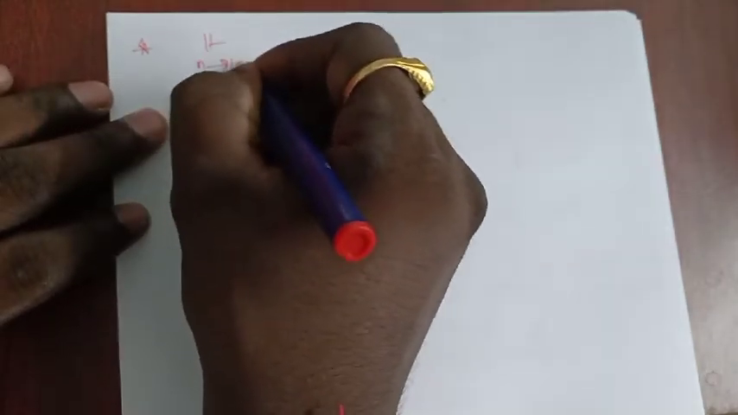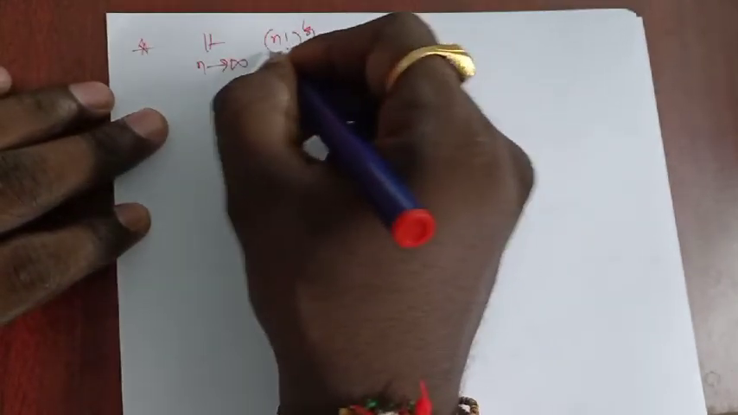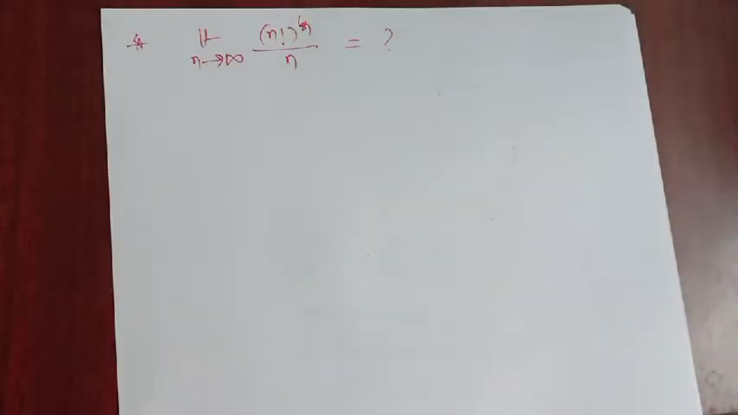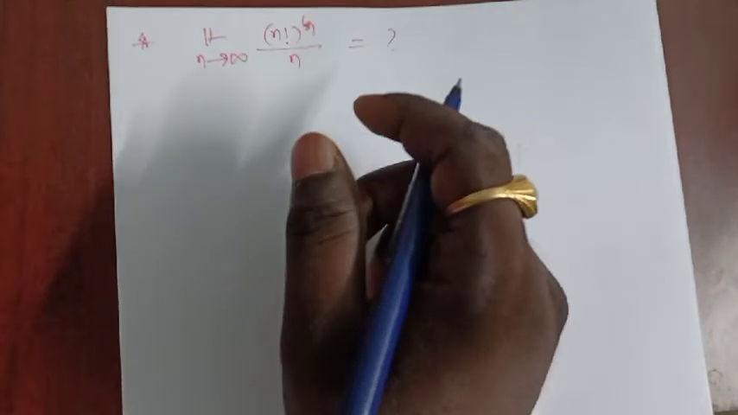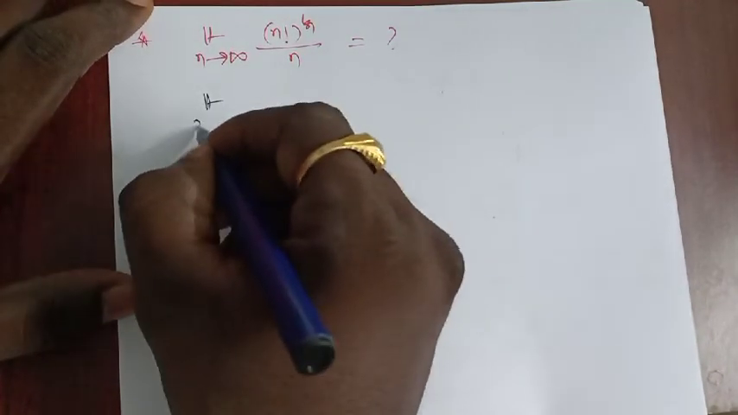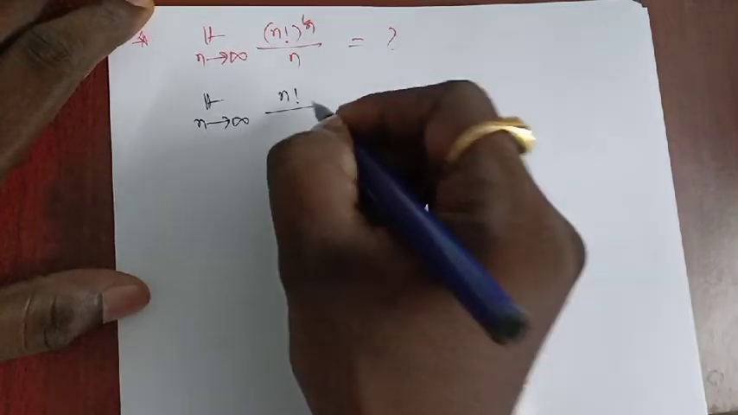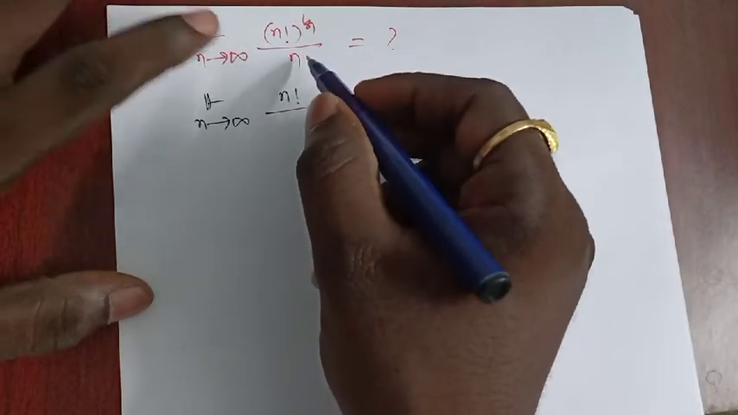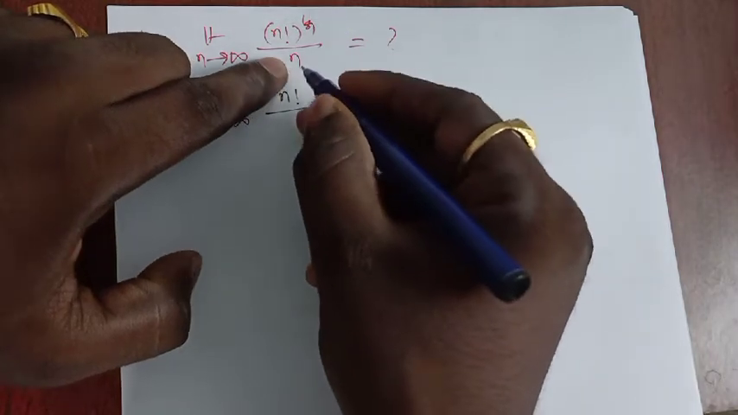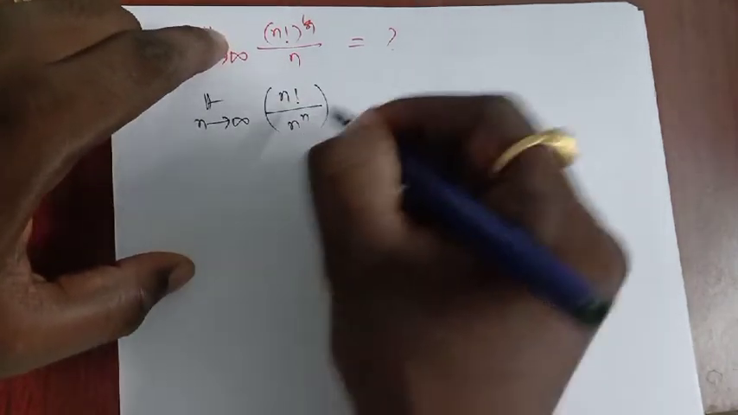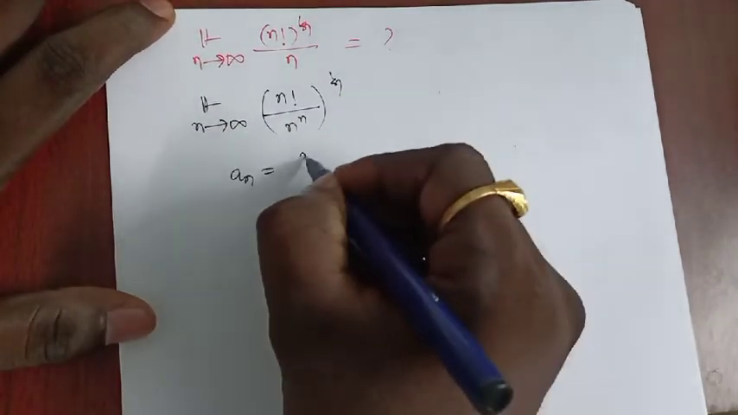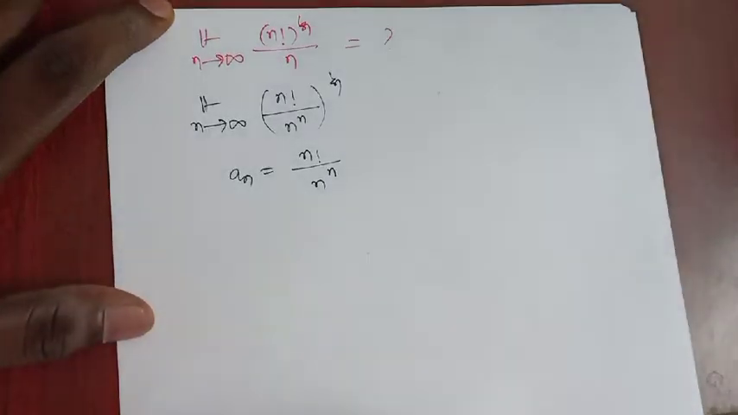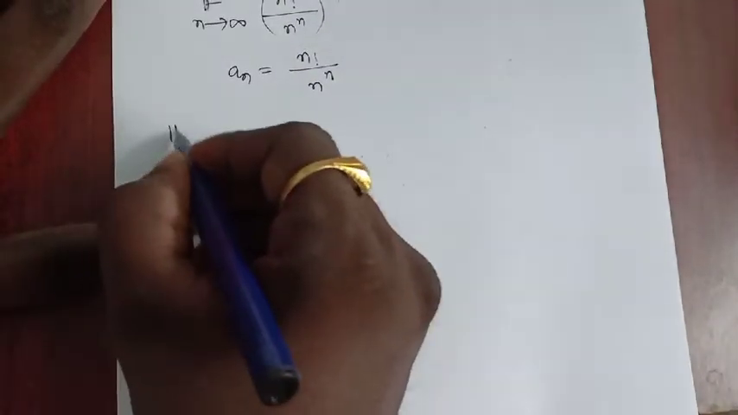Now the last problem is: limit n tends to infinity, (n factorial) whole power 1 by n, what is it? Okay, now this can be rewritten as limit n tends to infinity, n factorial by n power n, whole power 1 by n. We don't have the exponent 1 by n here, so it can be rewritten this way, and then only it is said to be a(n). So clearly a(n) is n factorial by n power n. Okay, right. Now coming to the Cauchy second theorem.